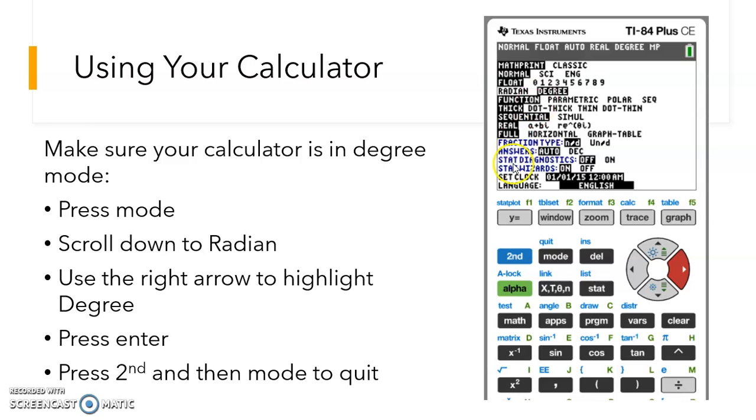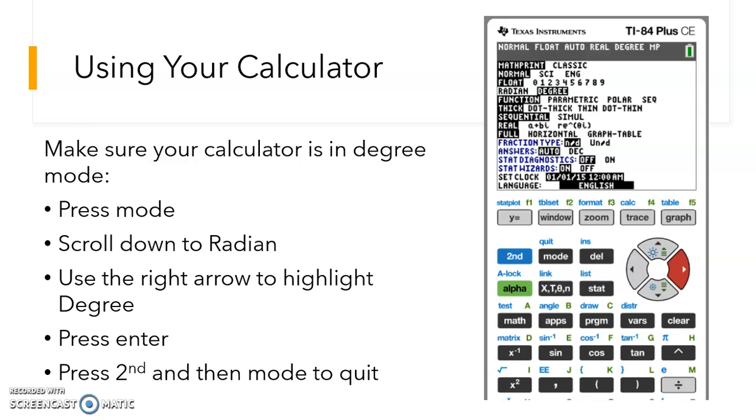Okay? Once that's done, you're going to hit second and mode, and that will quit out of this menu, and it'll take you right back to where you normally are. Now, if you have a newer calculator, it always has this menu across the top, so you can know what mode it's in. Right now, mine is in degree mode. And once you set the mode, you don't have to change it unless somebody else has been using your calculator and they actually changed it to radian. So it should stay in degree from now on.